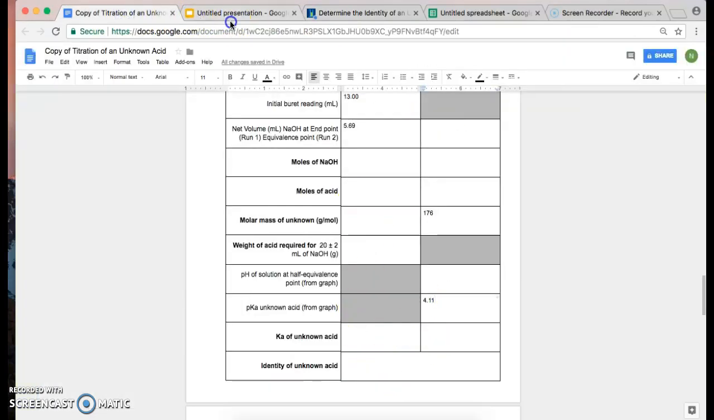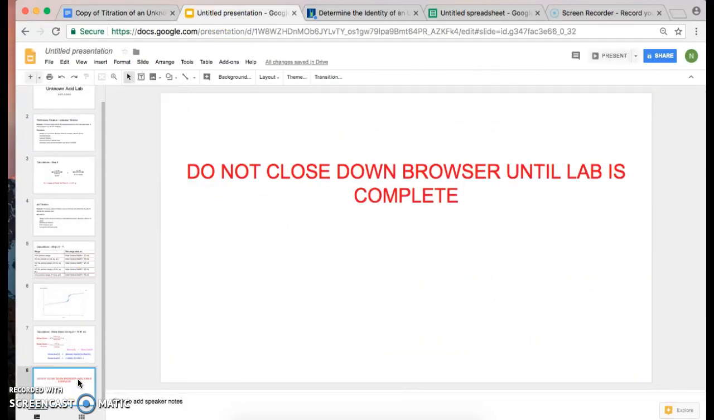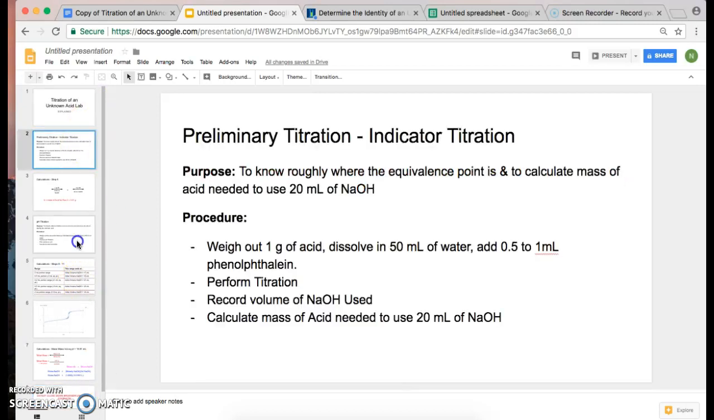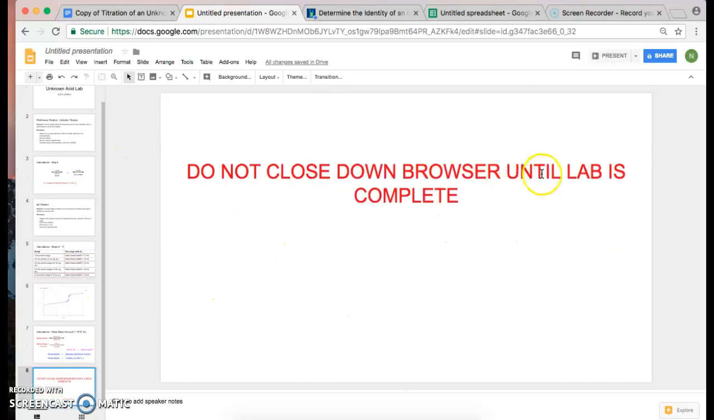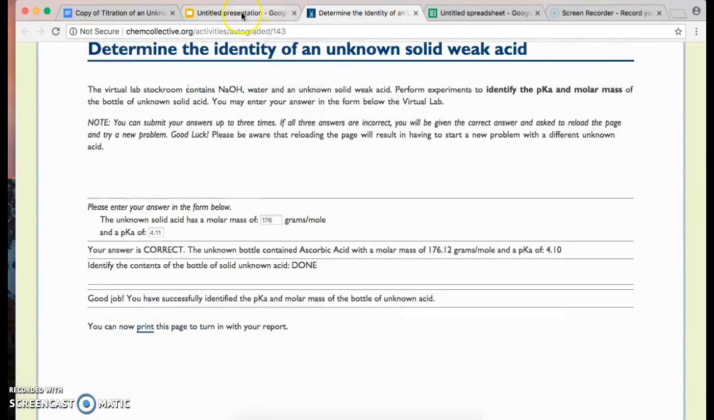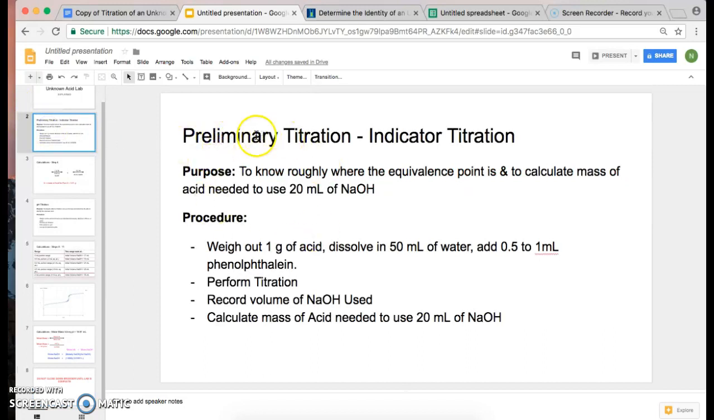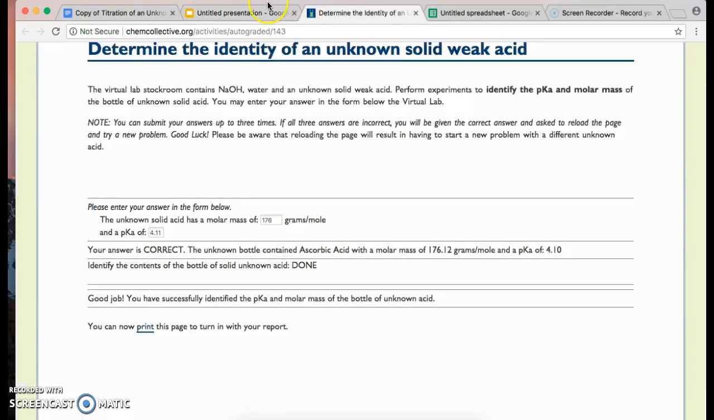Final thing, it's really super important that if for some reason between doing the indicator titration and then the pH titration, you need to take a pause or a break, do not close down the browser. Do not close this down until you're completely done with the lab. If you close it down, it may give you another unknown. So the data that you acquired from the preliminary titration may not match the data in the pH titration. So just keep this open until you're completely done. You either print this page out or screenshot it.